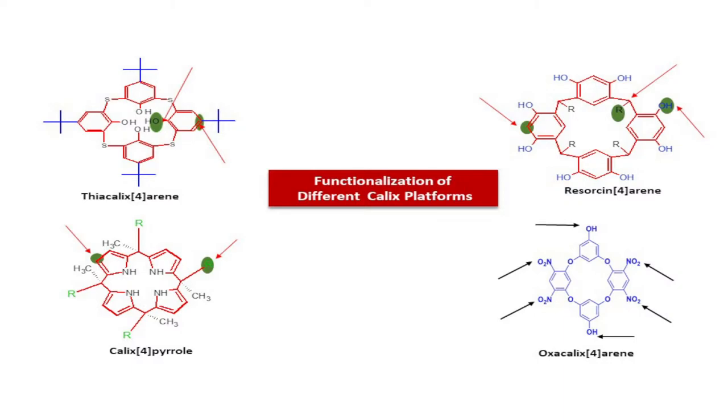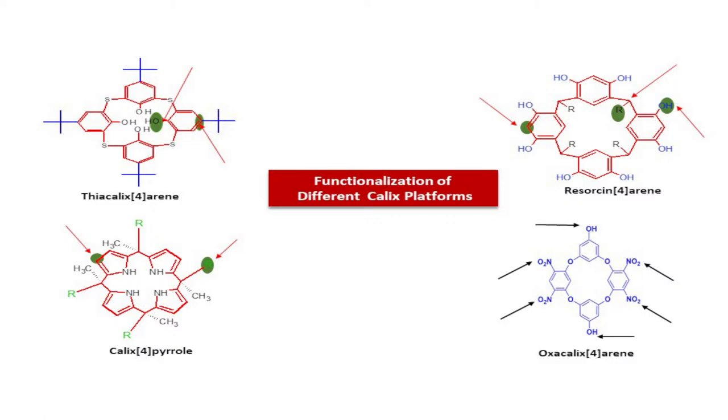This is a condensation product of resorcinarene and an aldehyde. This R can be any aldehyde, whether aliphatic or aromatic, so obviously this R can be functionalized. This H can be replaced, and this electron-rich position can be functionalized. Likewise, this was the case of resorcinarene; with thiacalixarene, again, we can debutylate it and functionalize it. OH is there, and it is a very good fluoride sensor.